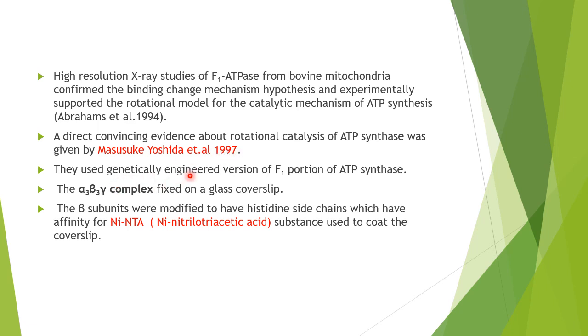They used a genetically engineered version of the F1 portion of ATP synthase. What they did? They fixed this alpha-3, beta-3 and shaft complex on a glass cover slip. The beta subunits were modified to have histidine side chains which have affinity for nickel NTA, nickel nitrilotriacetic acid, a substance used to coat the cover slip. So the genetically engineered F1 particle, its beta subunits modified so that it gets fixed and immobilized on the cover slip.